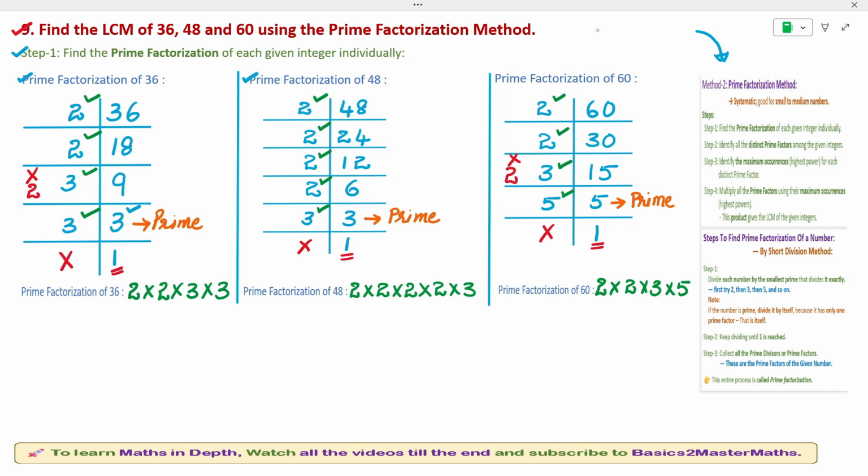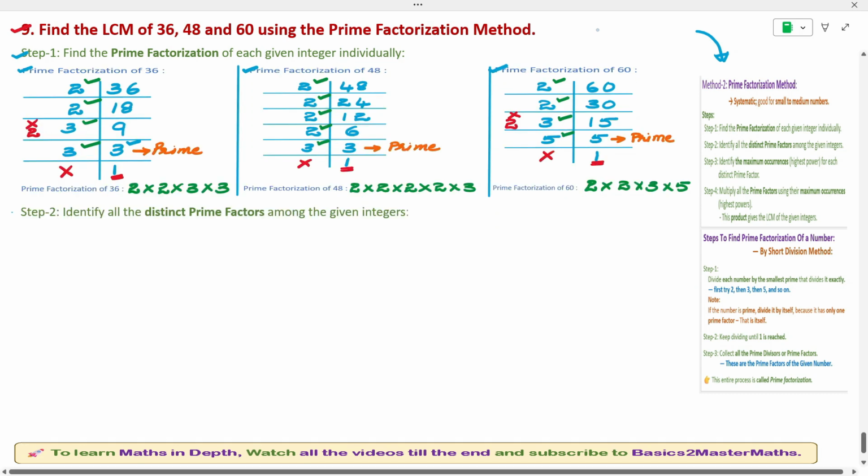Similarly, the prime factorization of 48 is 2 multiplied by 2 multiplied by 2 multiplied by 2 multiplied by 3. Also, the prime factorization of 60 is 2 multiplied by 2 multiplied by 3 multiplied by 5. Got it? Step 2. Identify all the distinct prime factors among the given integers.